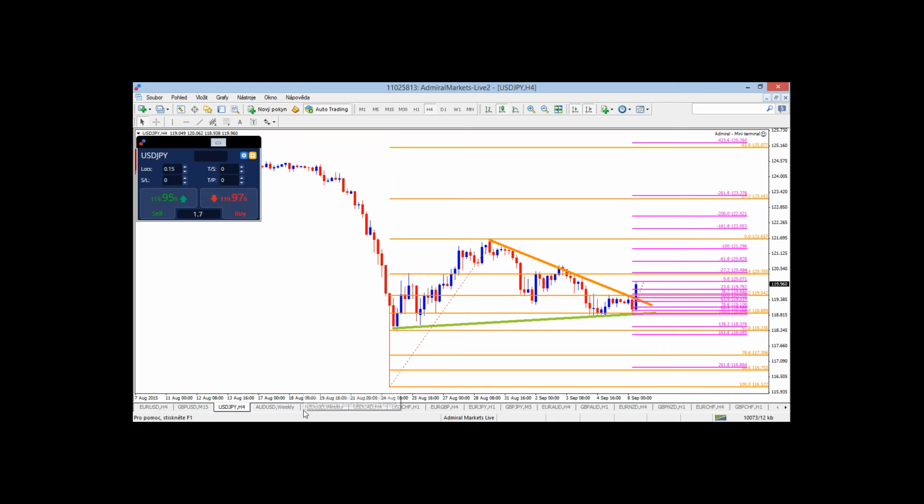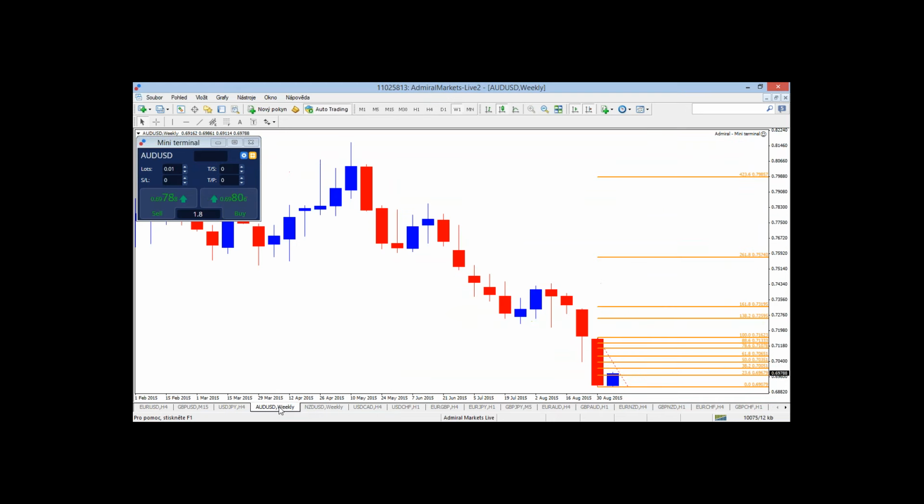This triangle is really the dominant factor here on the USDJPY. All right, Aussie.